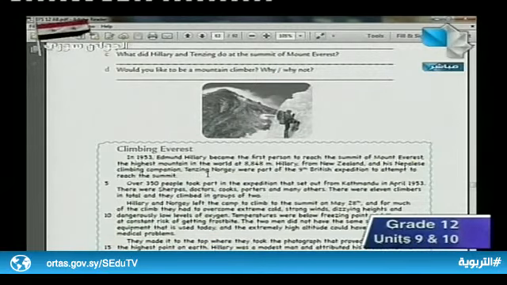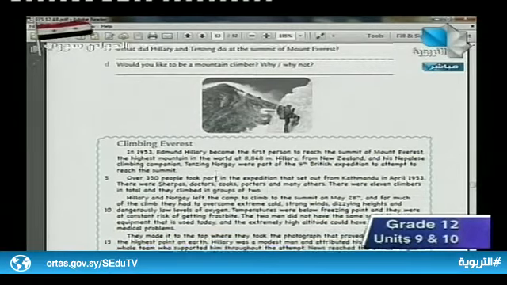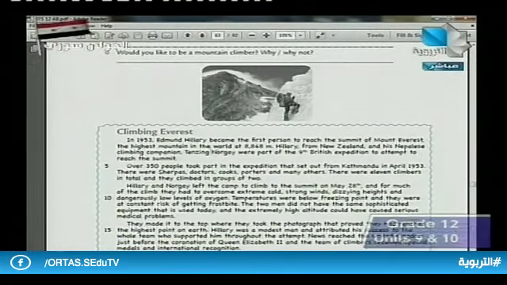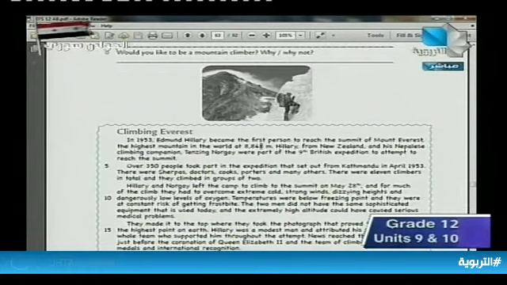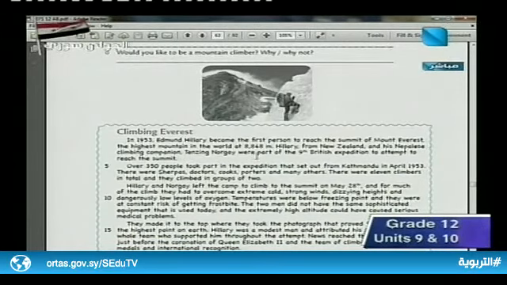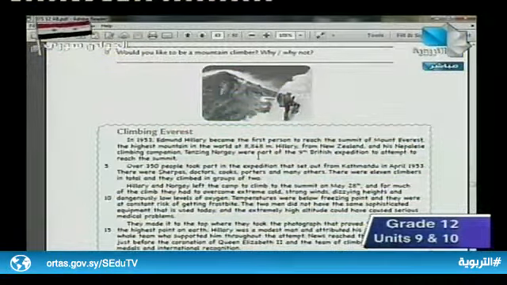Mount Everest, as we know, is the highest mountain in the world. It is about 8,848 meters high. He didn't do that on his own. He had a companion called Tenzing Norgay, and they were part of the 9th British expedition to attempt to reach the summit. Thank you, Miss Ula. Mr. Mazin, I think summit is well known to everyone. Yes, peak, or the top point.